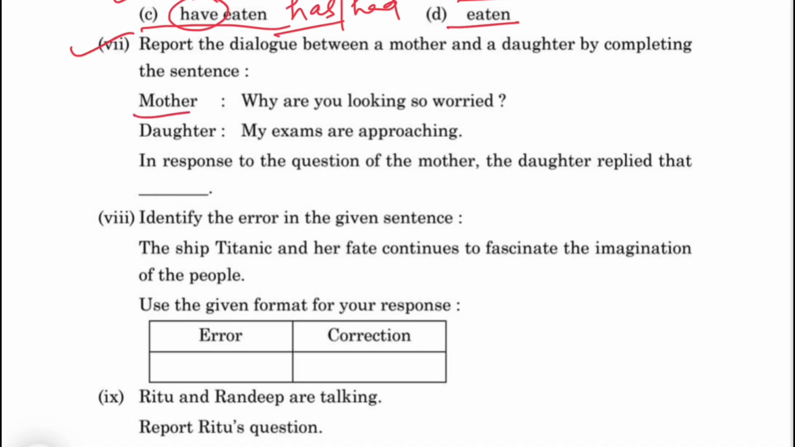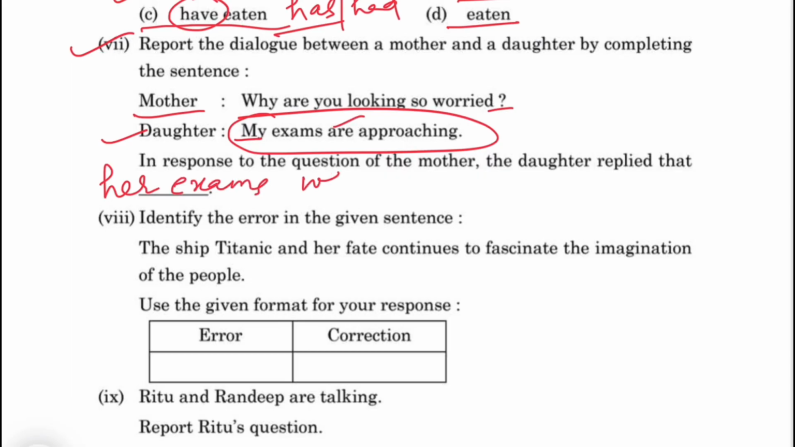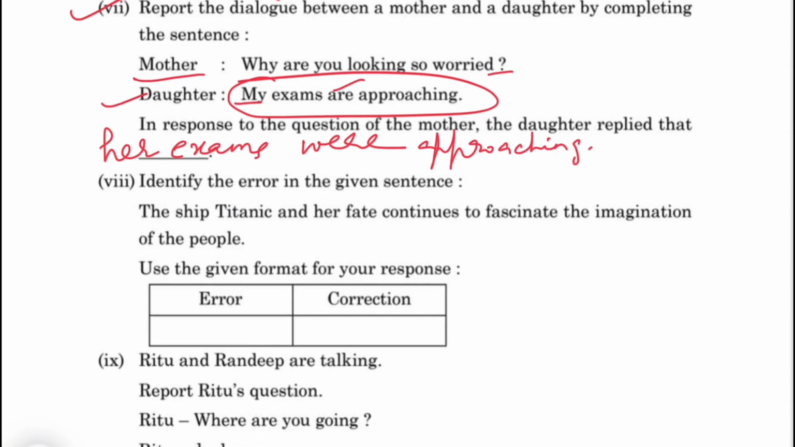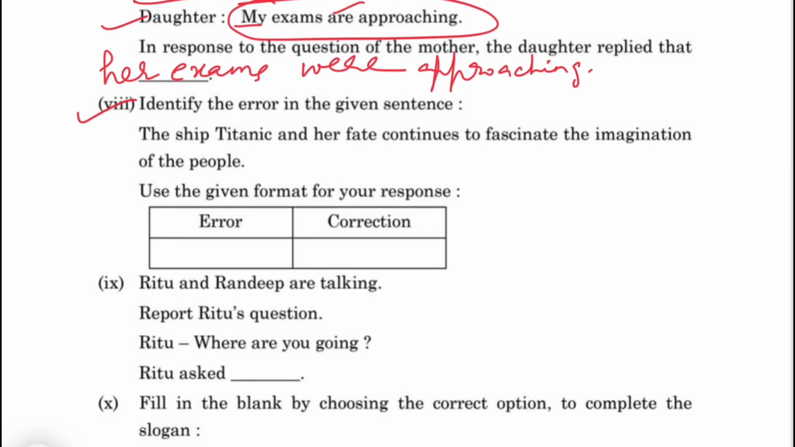Seventh question. Mother, why are you looking so worried? Daughter, my exams are approaching. In response to the question of the mother, the daughter replied that. This part we are to change. My, change according to daughter, her. Exams are changed into was, were. Her exams were approaching. Please don't mind my handwriting.